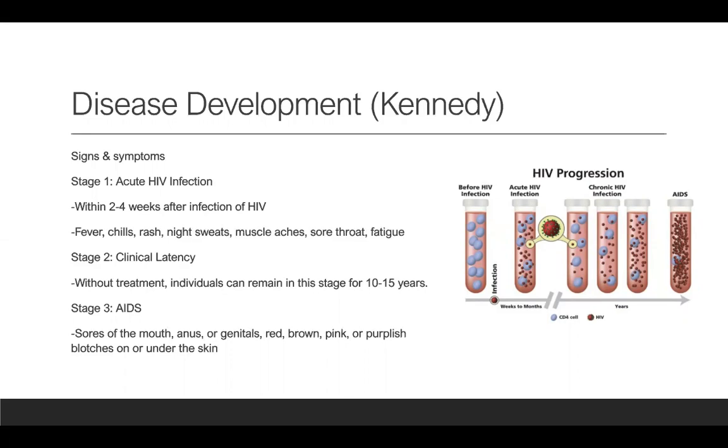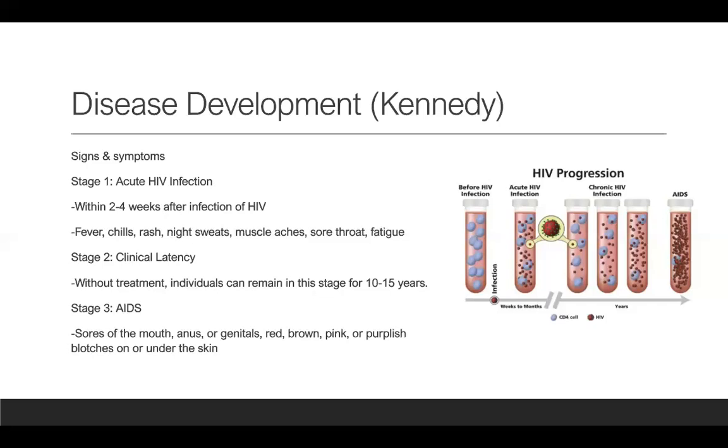Stage 2 is clinical latency or chronic HIV infection. In this stage, the virus still multiplies, but at very low levels. Without treatment, individuals can remain in this stage for 10 to 15 years. Yet if you take medication every day exactly as prescribed and keep an undetectable viral load, there is no risk of transmitting HIV. If the viral load is detectable, then HIV can be transmitted even with no symptoms. It is very important that individuals are seen by their healthcare provider regularly to get their viral load checked.